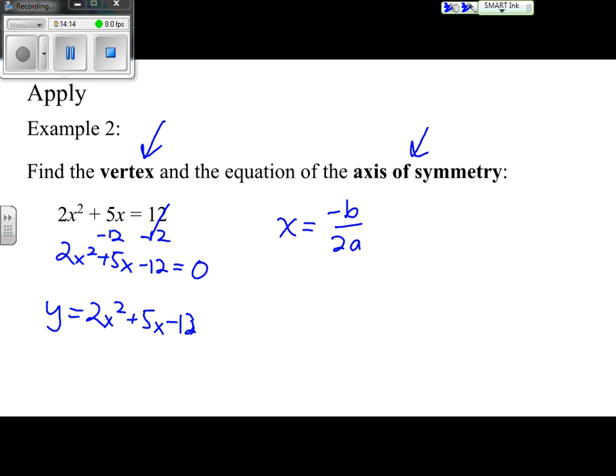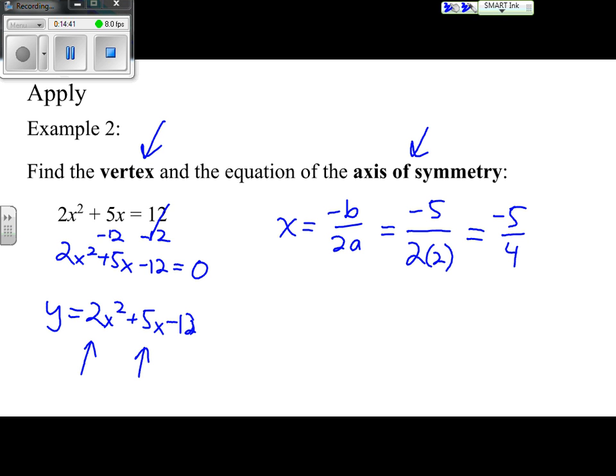Now I am going to plug in my b value, which we can see here is 5, but I want the opposite of that. So I'm going to have negative 5 all over 2 times my a, and my a term was 2. So I have an x value here now of negative 5 over 4, or negative 5/4, or negative 1 1/4, or negative 1.25, or any of those sorts of things.